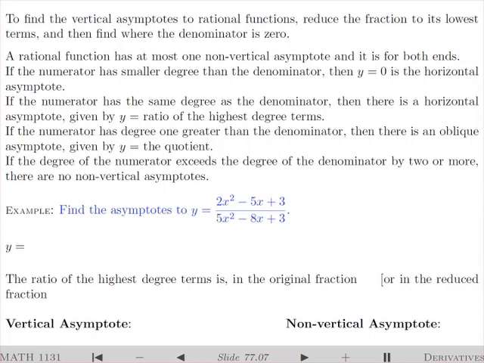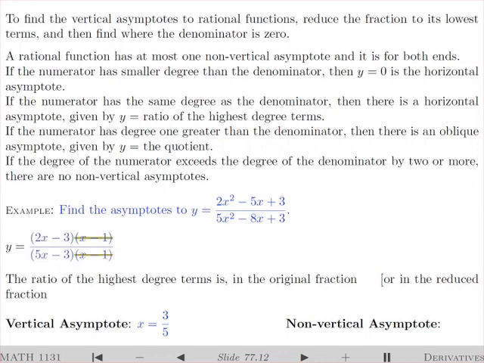So here I'm going to factor the numerator and the denominator. The numerator factors as 2x minus 3 times x minus 1. The denominator as 5x minus 3 times x minus 1. So x minus 1 is a factor common to both the numerator and the denominator, so we can reduce this fraction. The reduced fraction is not defined at 3 over 5. The denominator of the reduced fraction is 5x minus 3, that's 0 when x is 3 over 5. So that's the only vertical asymptote.